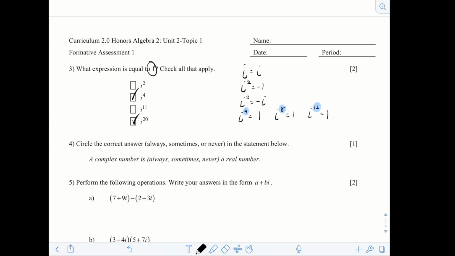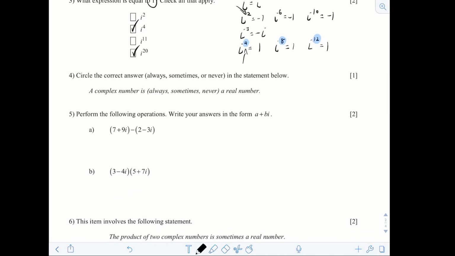If I was trying to figure out the other values, like let's say I wanted to see which one was equivalent to negative 1, this would be i to the 6th, and then this would be i to the 10th. So there's no known multiple pattern that works with this, but what you can say here is that if it is even and not a multiple of 4, then negative 1 would be your result.